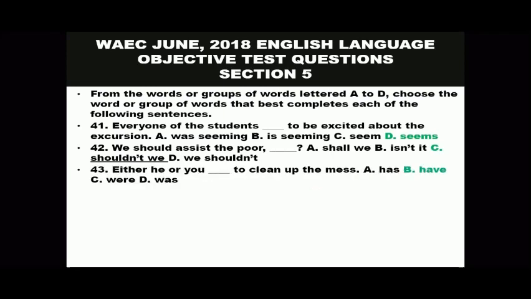42, either he or you dash to clean up the mess. Now, here again is the rule of concord. When you have either, you know, then of course this is the use of correlative conjunctions. And so we have the rule of proximity. The subject that is nearer to the verb will determine the verb to be used, and so he or you. You is closer to the verb, that determines the verb, and you know you should always take a plural verb.